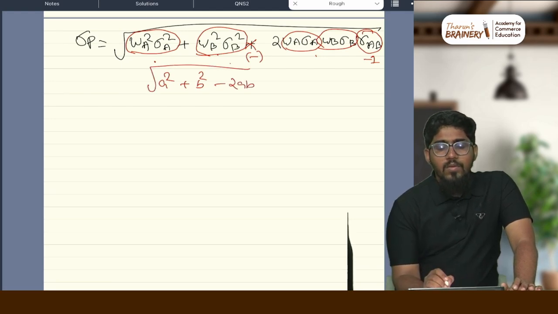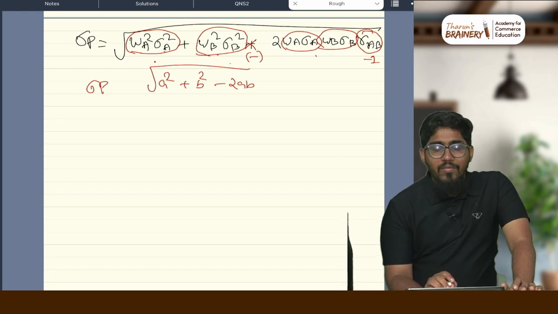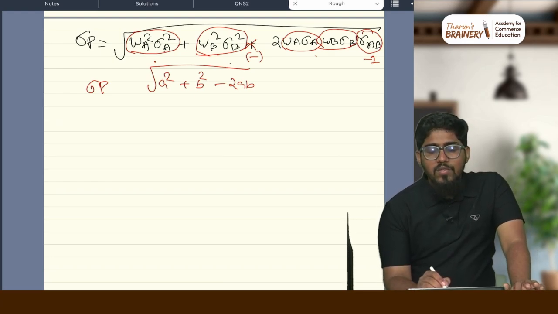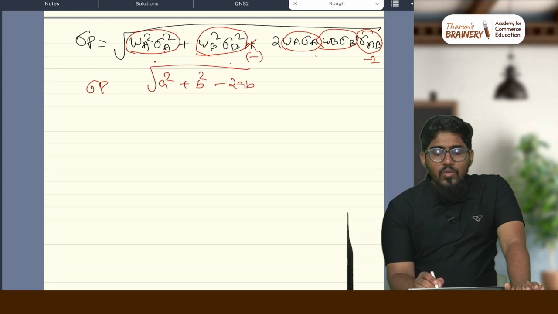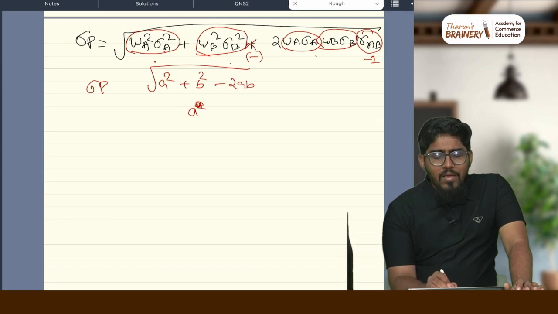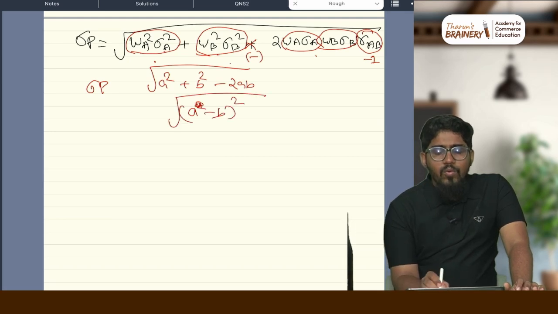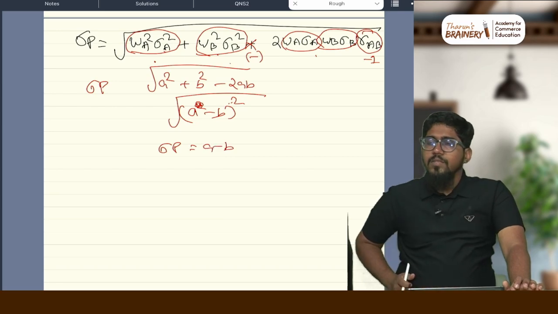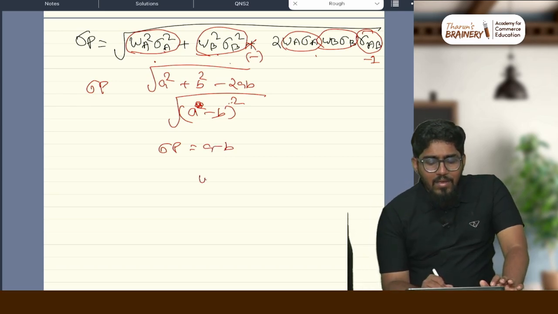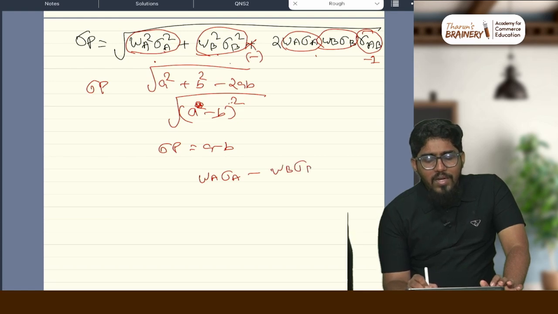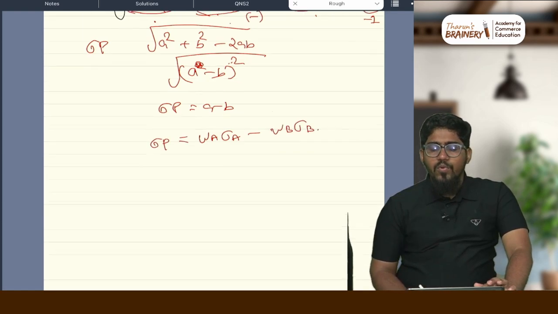Clarity? What is a? Weight a into risk of a. What is b? Weight b into risk of b. And what is 2ab? 2 into weight a into risk of a into weight b into risk of b. This a square plus b square minus 2ab is nothing but a minus b the whole square root. Now square and root can be cancelled, so this is nothing but a minus b. What is a minus b? Weight a into standard deviation of a minus weight b into standard deviation of b. So this is the portfolio risk.